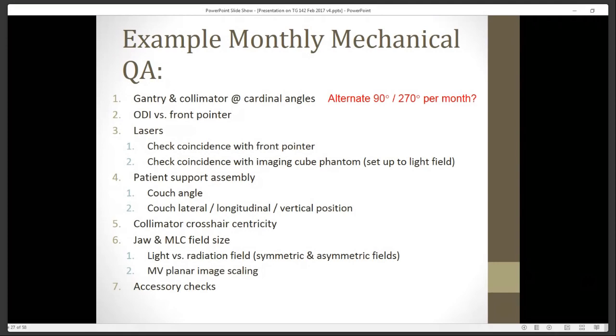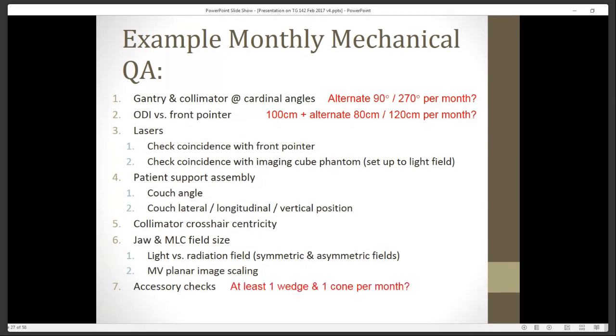So a couple of notes here, just for speeding things up. One thing to think about is whether it's okay to alternate going one direction versus the other per month for your gantry and collimator angle indicators. Maybe, depending on how comfortable you are with that. Also, ODI, checking at multiple distances, maybe 100 cm and then maybe 80 or 120, maybe alternating those two. And then accessory checks, probably at least one wedge and one cone per month, possibly. So just a couple of thoughts there.